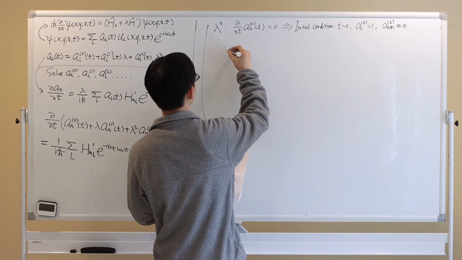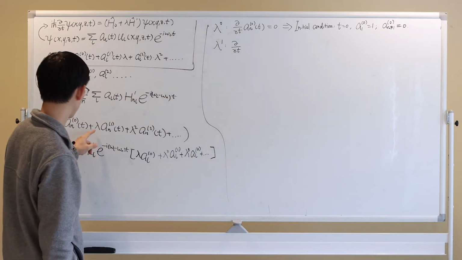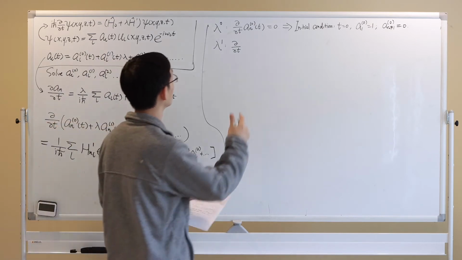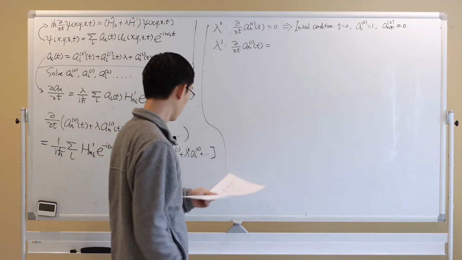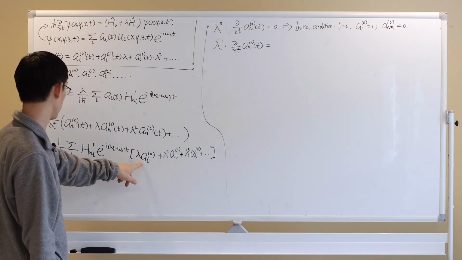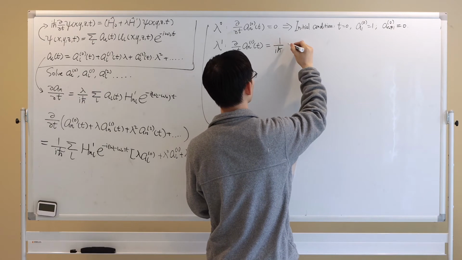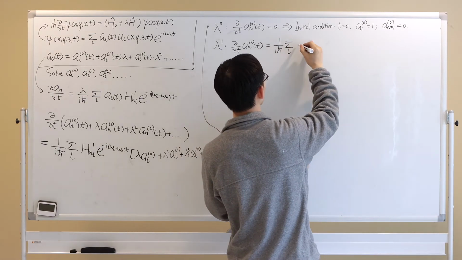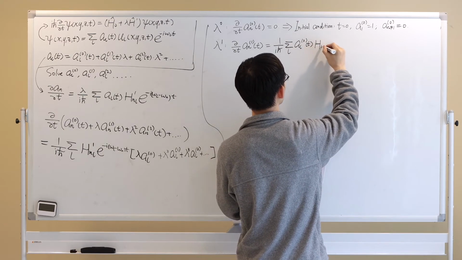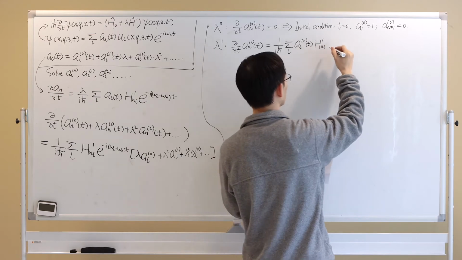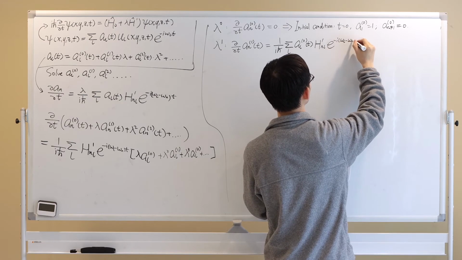Second order would be partial t. We already cancel the lambda on both sides. A_n first order of t equals, you pick up the term on this side, so it should be here: i h bar sigma over L of A_L zero order of t, H_nL prime, a number, times e to the minus i (omega_L minus omega_n) t.